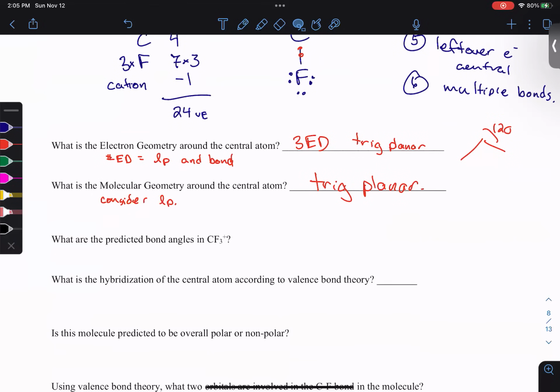What do we think? The bond angles. Okay, 120. How did we get 120? Yes, also that we recognize that it was trigonal planar, right? It's trigonal planar, so 120 would be those bond angles.